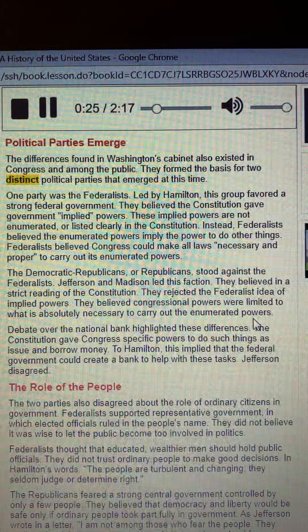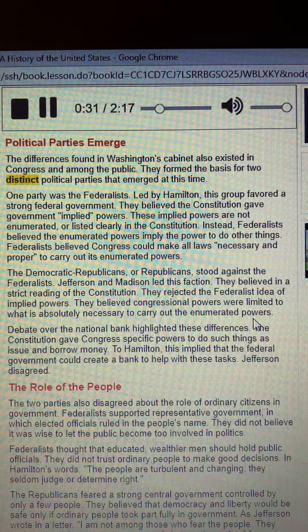These implied powers are not enumerated or listed clearly in the Constitution. Instead, Federalists believed the enumerated powers implied the power to do other things. Federalists believed Congress could make all laws necessary and proper to carry out its enumerated powers.